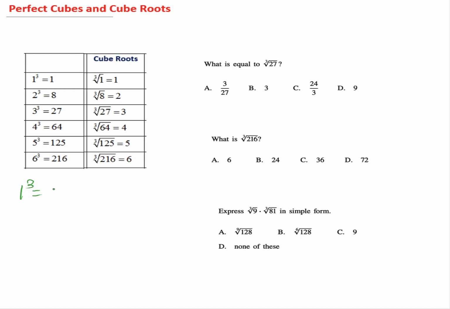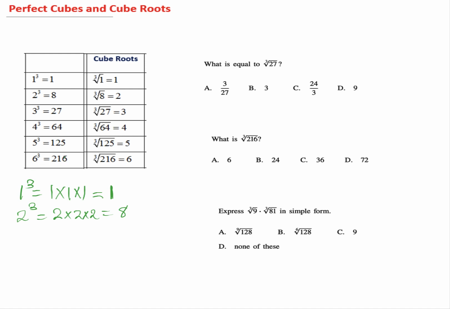One cubed means that 1 is going to multiply itself 3 times. The 1 is your base and the 3 is the exponent, and it's telling you how many times the base will multiply itself. And if 1 multiplies itself 3 times, your answer is 1. Now, 2 to the third, or 2 cubed, is the same thing. The 2 is going to multiply itself 3 times, which gives you 8. Then we have 3 cubed is 27, 4 cubed, 64, 5 cubed, 125, and 6 cubed, 216.